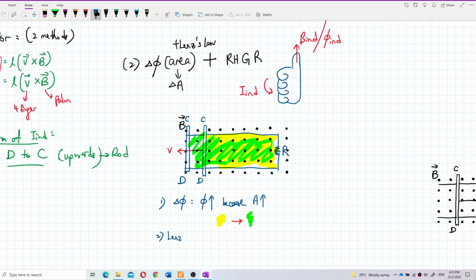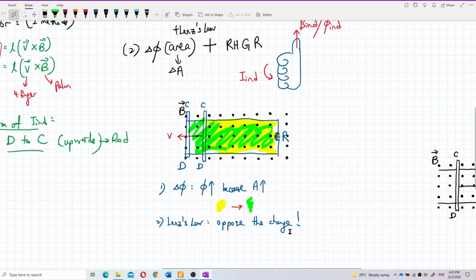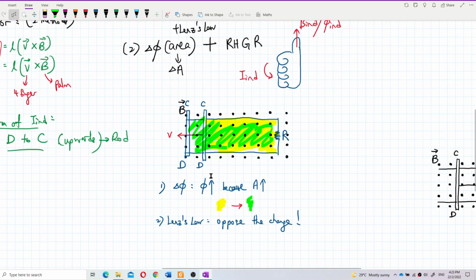Lenz's law says to oppose the change. We must oppose a change. So how to oppose the change? The key is oppose the change. The change is flux increase, isn't it? Area increase, so flux increases. To oppose the change, I want to decrease back the flux.